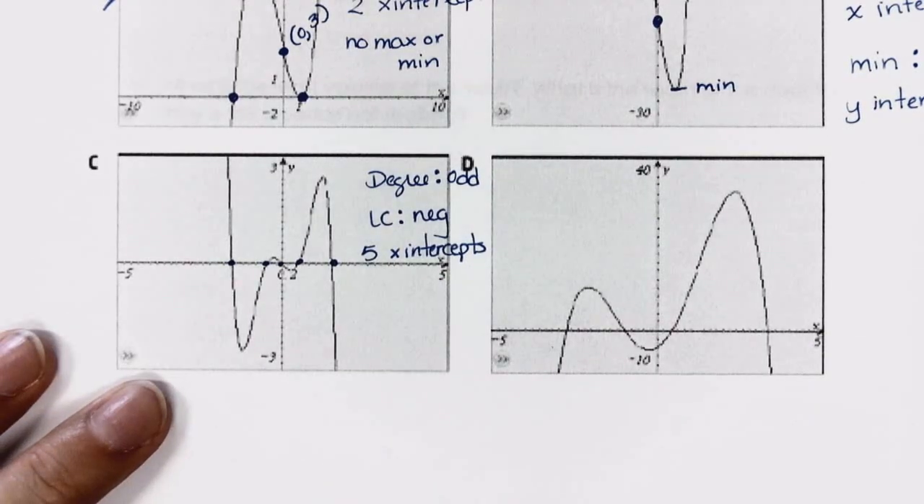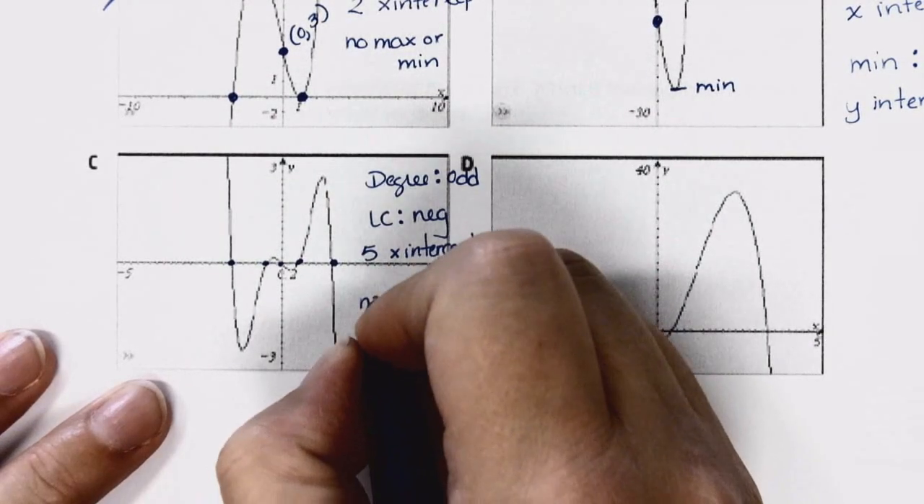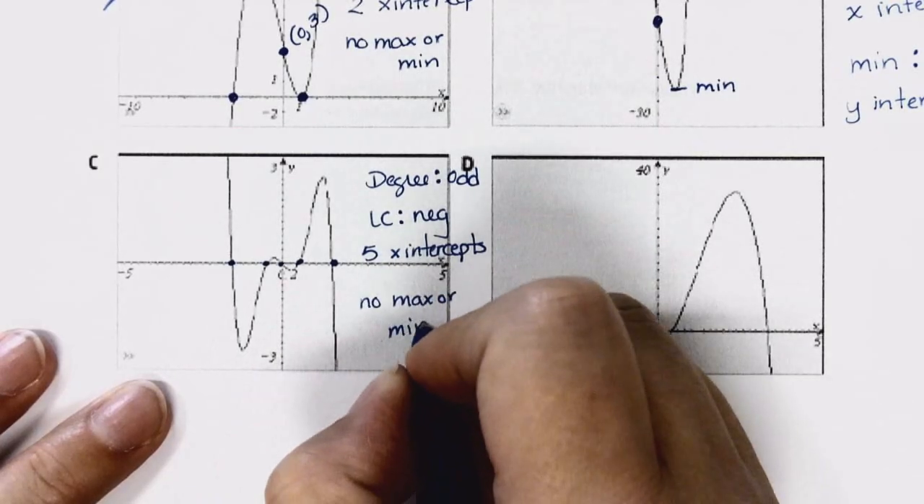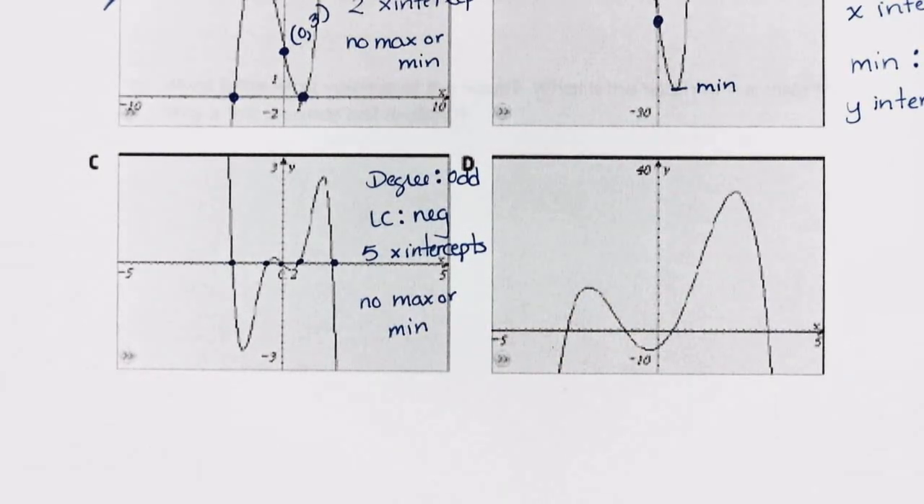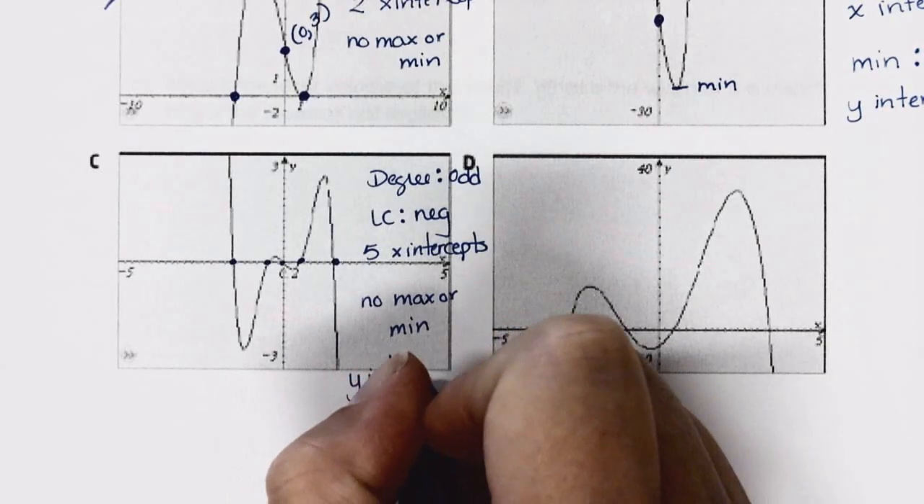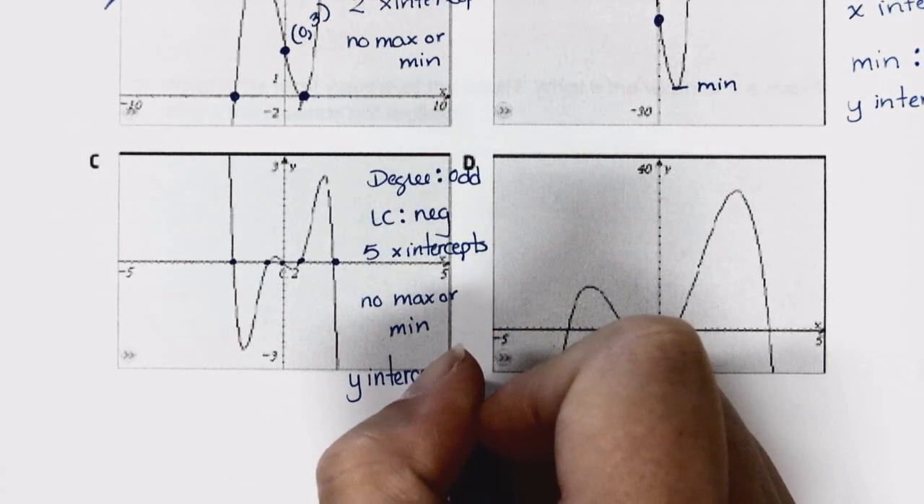Max or min? None. And the reason why we don't have a max or min is because the end behavior goes on forever. We have no absolute max, no absolute min. Where's my y-intercept? 0. I would say you are correct.